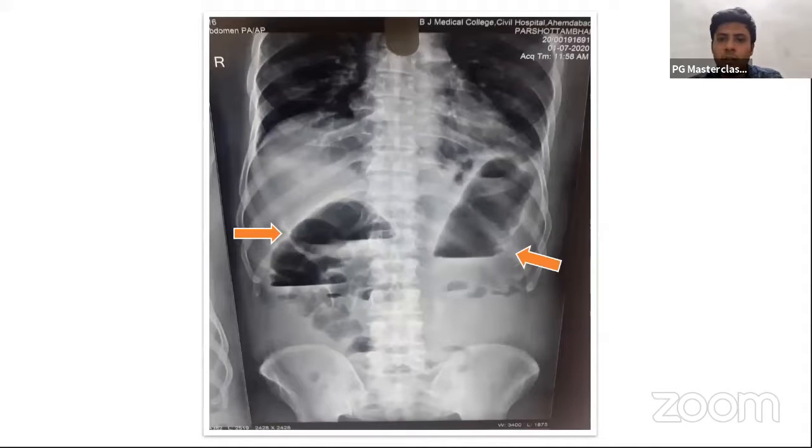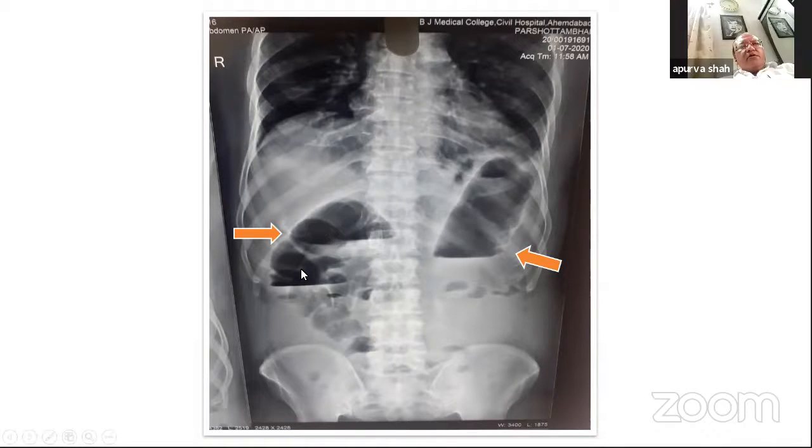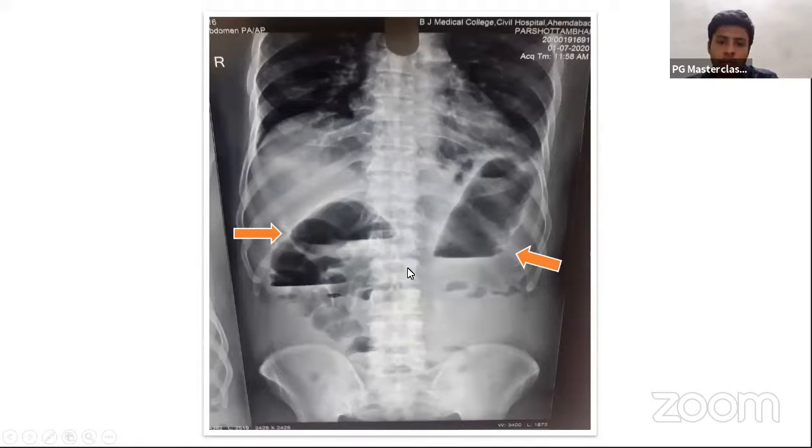An erect abdominal X-ray was done by us, which showed multiple air fluid levels with dilated large bowel loops, and there was a distal colon cutoff.